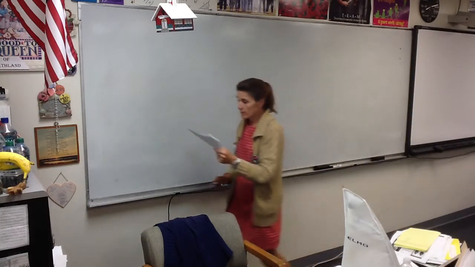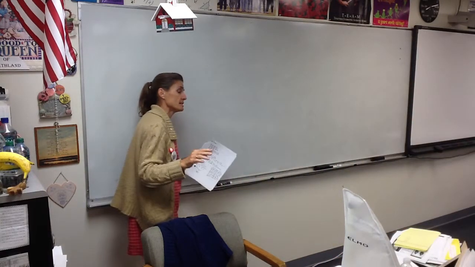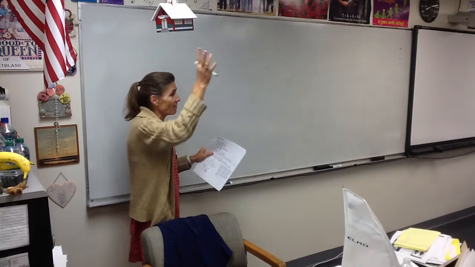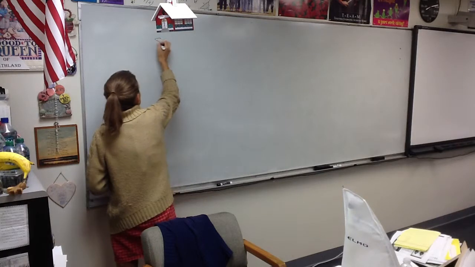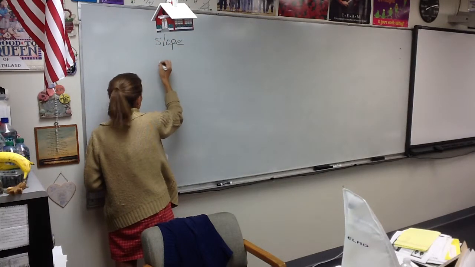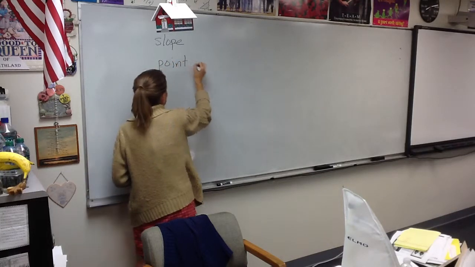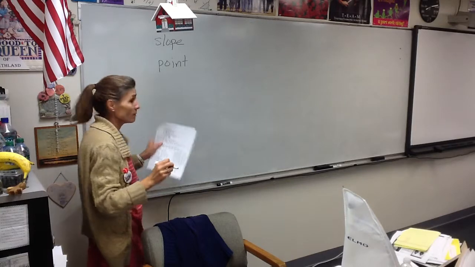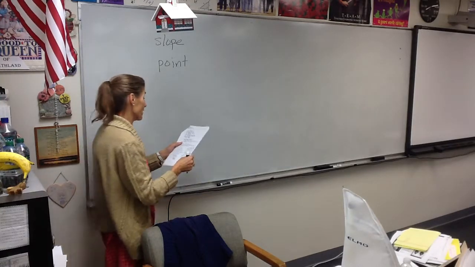It says write the equation of the line. Okay, the minute it says write the equation of a line, what pops into my head? What do I have to have? I gotta have a slope, and I gotta have a point. It doesn't have to be the y-intercept, but I have to have a point. It could be the y-intercept. I need a slope and a point, period.